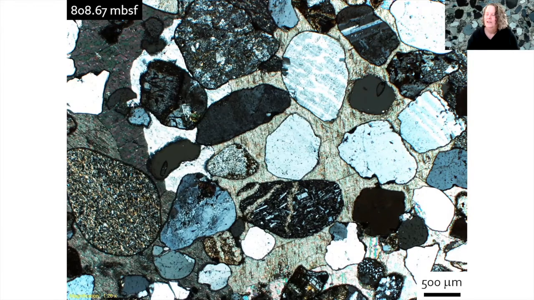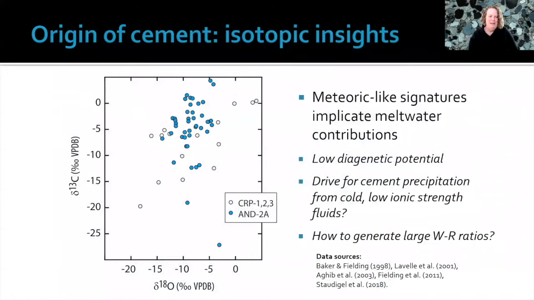This cement has been noticed since drilling first began, and researchers have been puzzling over its origin. Shown here are some carbon and oxygen isotope data from cements in some cores recovered by the Cape Roberts project, which lies to the north of where the ANDRILL project was drilling. Also data here from the ANDRILL project. They have meteoric-like carbon and oxygen isotope signatures. And so the most obvious interpretations involve contributions from meltwater in their precipitation.